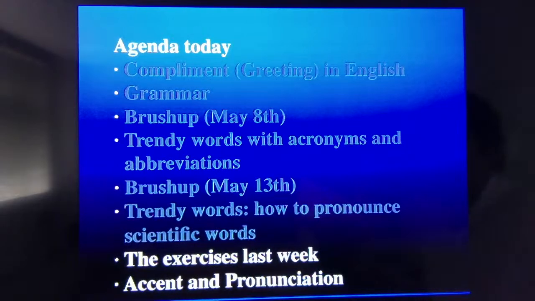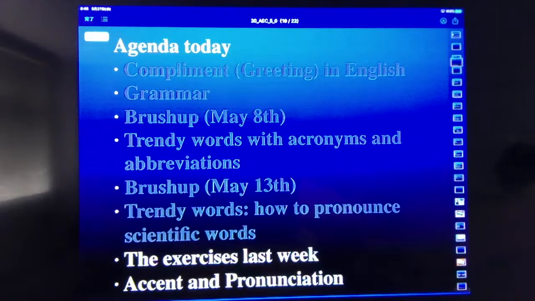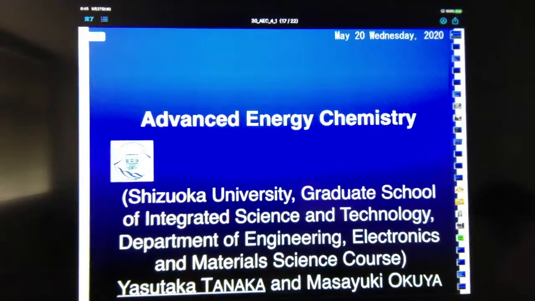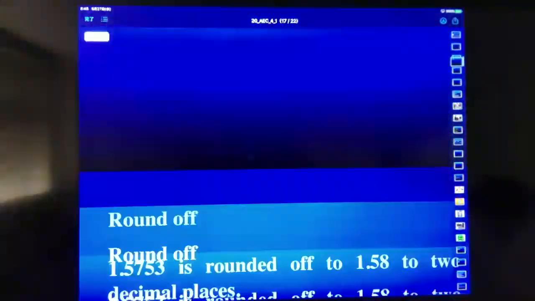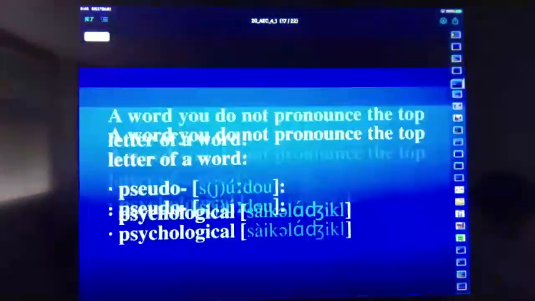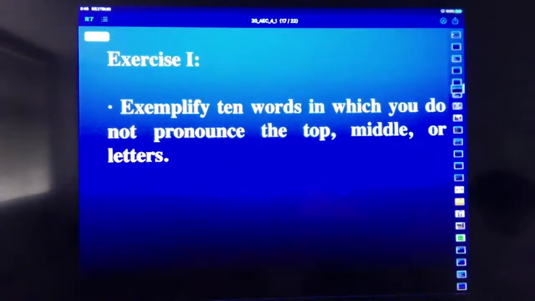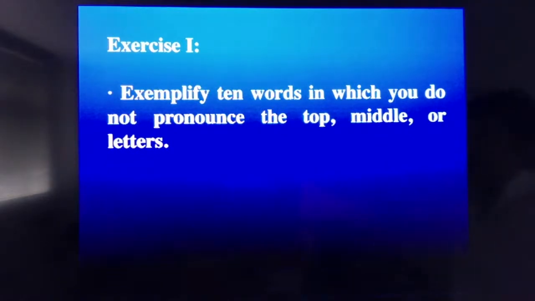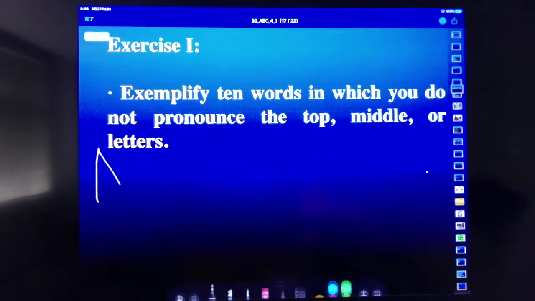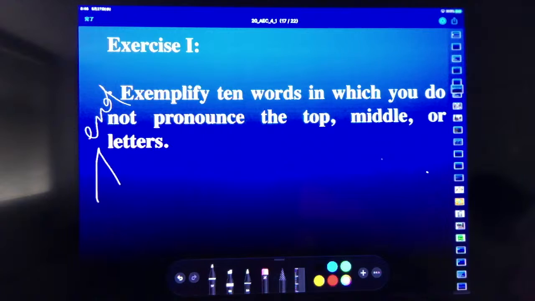Today's agenda is first the exercises from last week. In fact, I made some mistakes. Exercise 1A: exemplify 10 words in which you do not pronounce the top, middle, or end letters. Okay, let's see here. Exercise 1 is all right, but the issue is exercise 2.